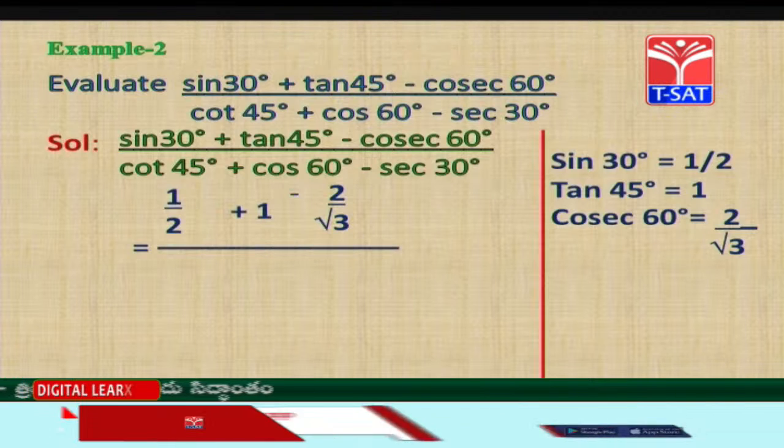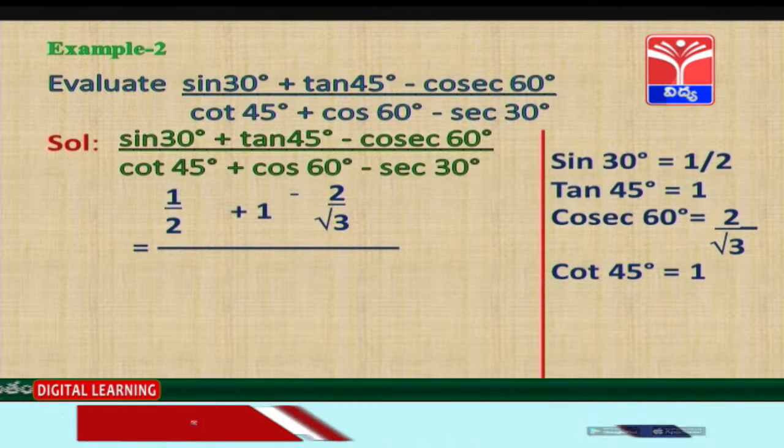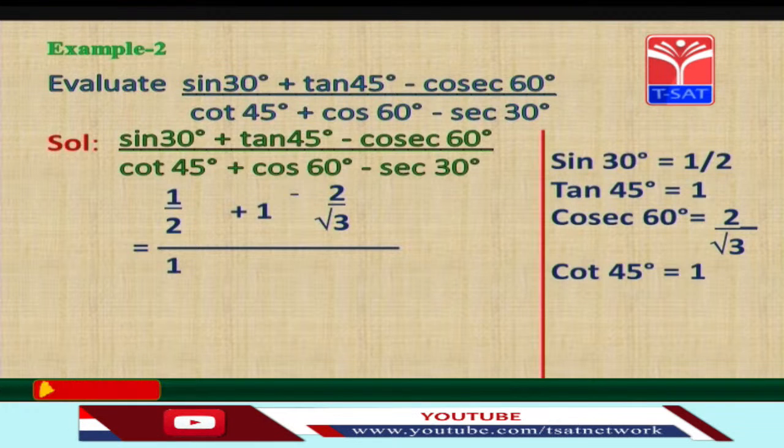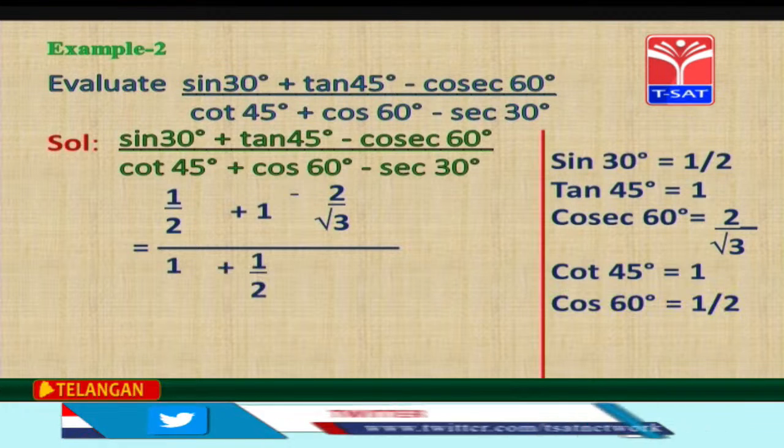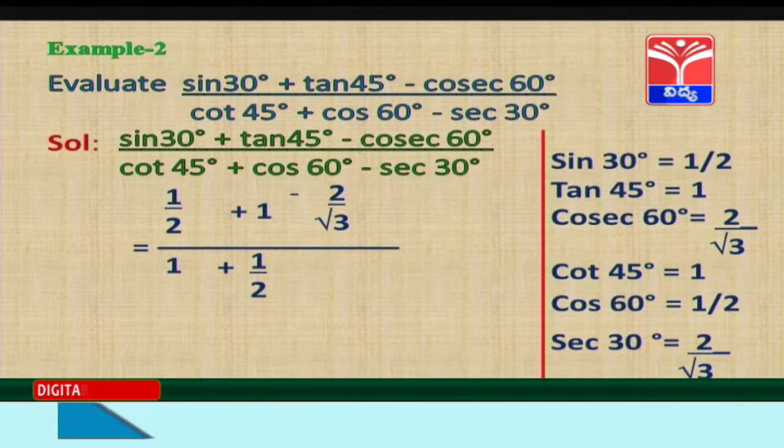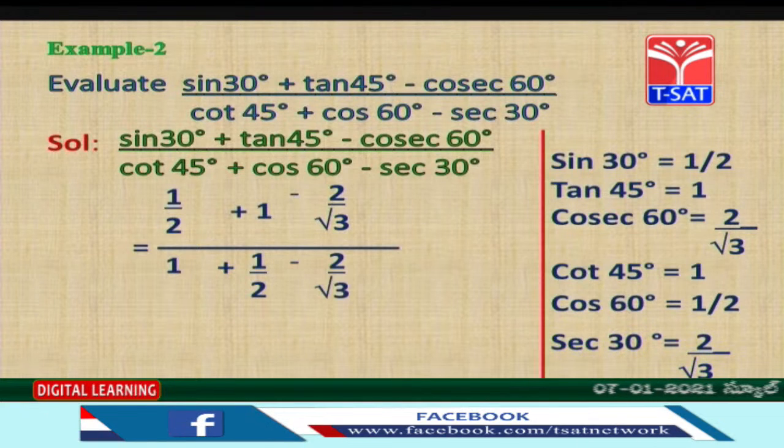Next, what do you have here? Cot 45 degrees is equal to how much? 1. Similarly, cos 60 degrees is how much here? 1 by 2, plus half. Sec 30 degrees is 2 by root 3. So, minus 2 by root 3.